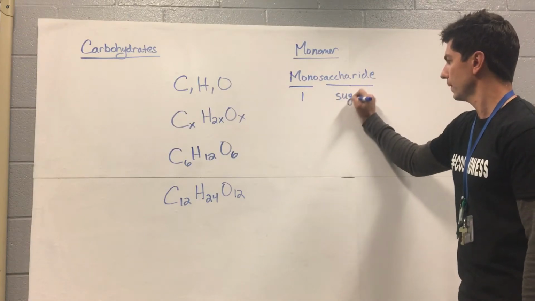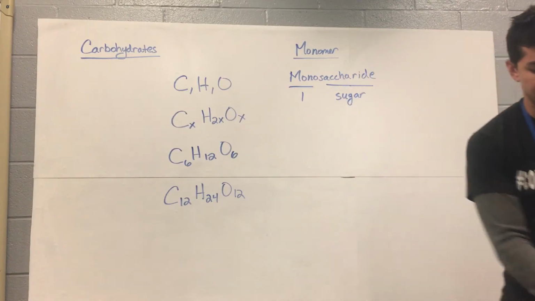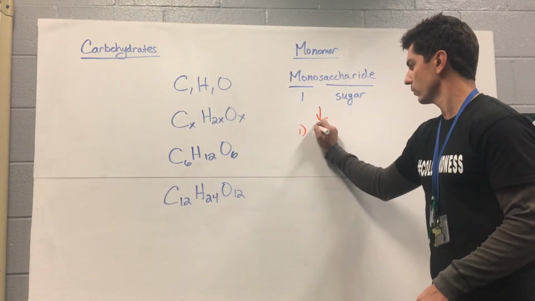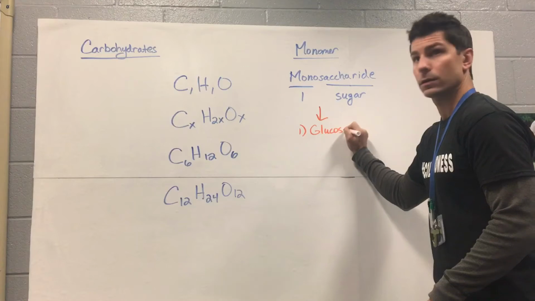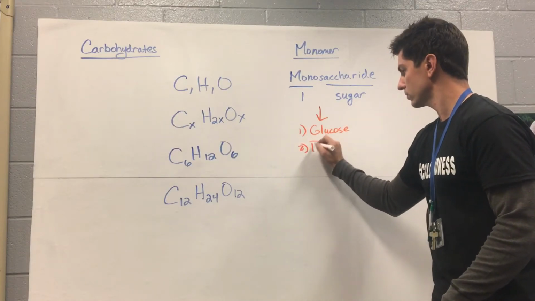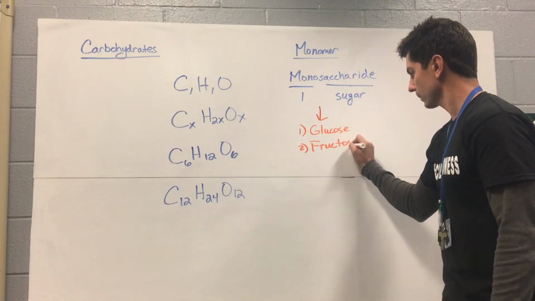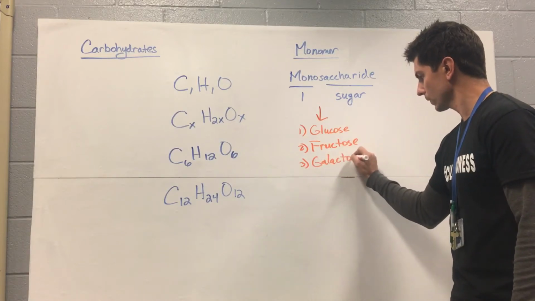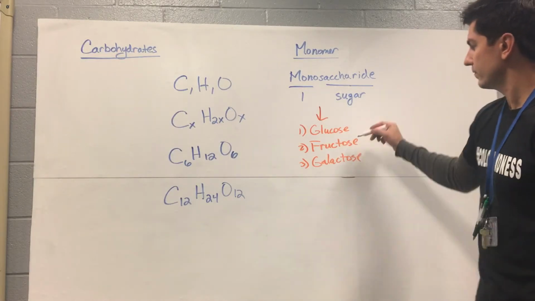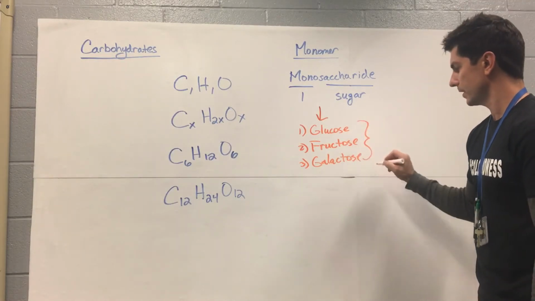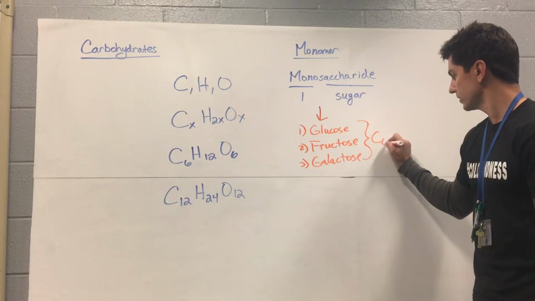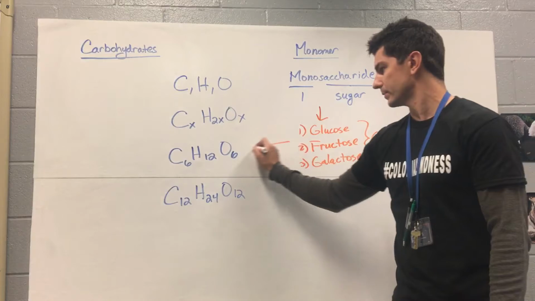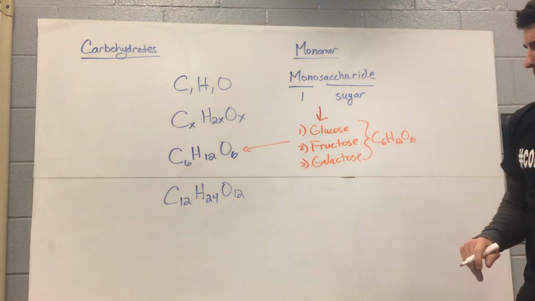sugar. Okay? We went over 3 different examples of our monosaccharides, and our examples we went over were glucose, we went over fructose, and our last one was galactose. We talked about that each one of these has the exact same chemical formula, which is C6H12O6. In other words, the same as this guy here.